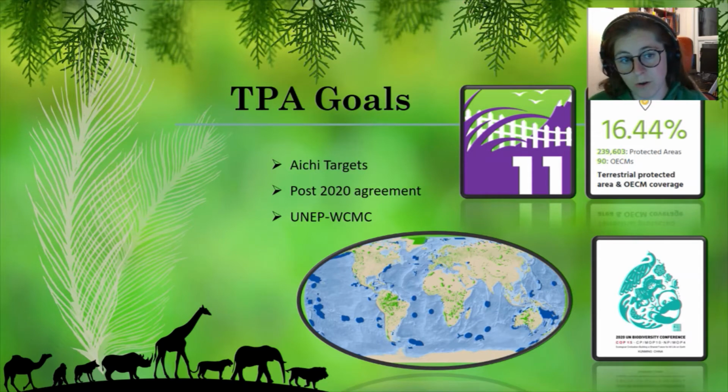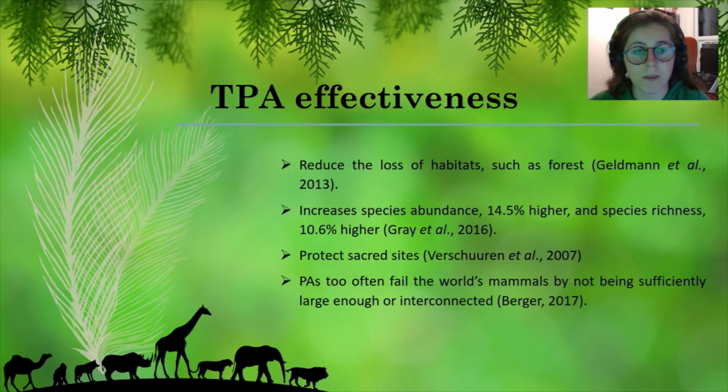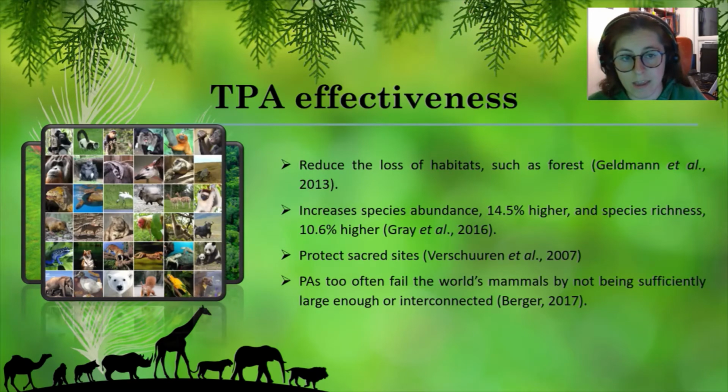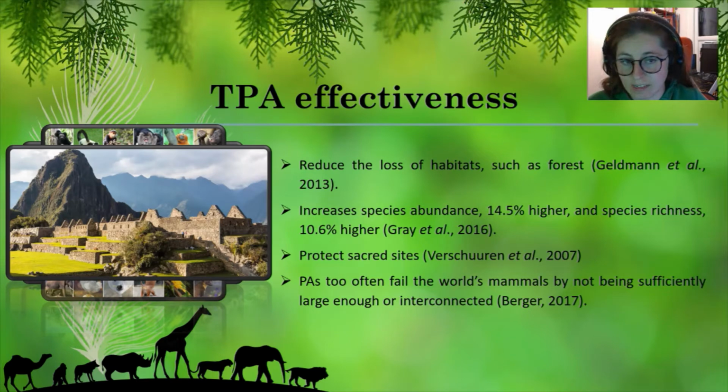This monitoring of their effectiveness is where my project comes in, and indeed it's already been a subject of interest in a few studies. We already know some of the benefits of terrestrial protected areas. They include reducing the loss of habitats, especially forest habitat. They increase species abundance and species richness. And they also place sacred sites in legislation, which affords them an extra level of protection.